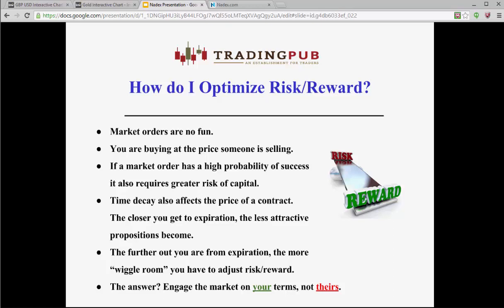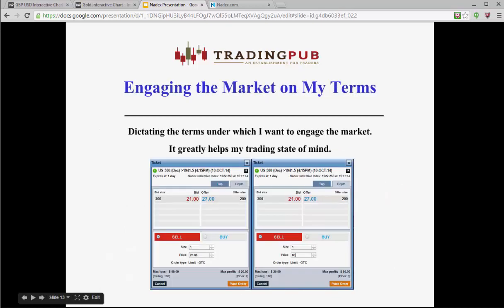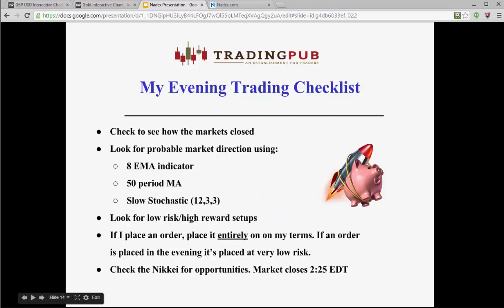The real answer for me is I want to engage the market on my terms, not their terms. And when I do that, it just makes me feel a lot more confident. So earlier when I showed you that order ticket that showed a proposition, a market order, it's rare that I take a market order. Oftentimes when that comes up and it says you're going to risk over one day 80 to make 20, I don't want that deal. If I like the idea of selling at that enough and I have the day to do it, I'll throw it out as a pending order and flip the script. I'll risk 20 to make 80, and if it takes, I'm happy, and if not, it wasn't meant to be.